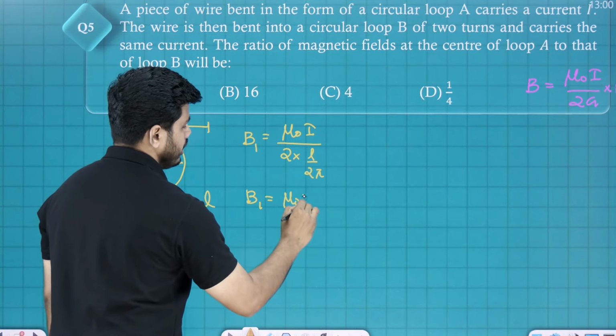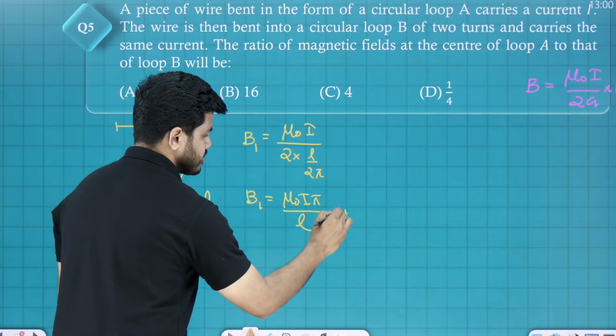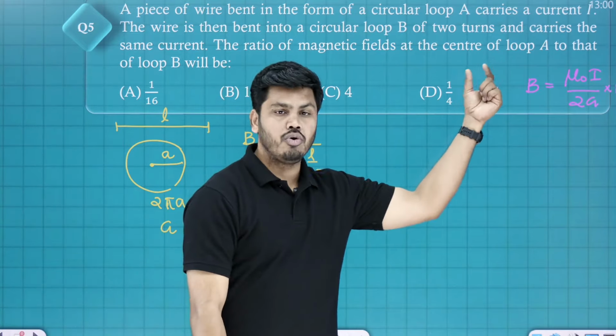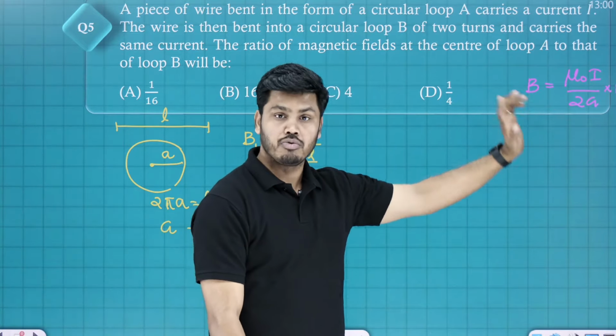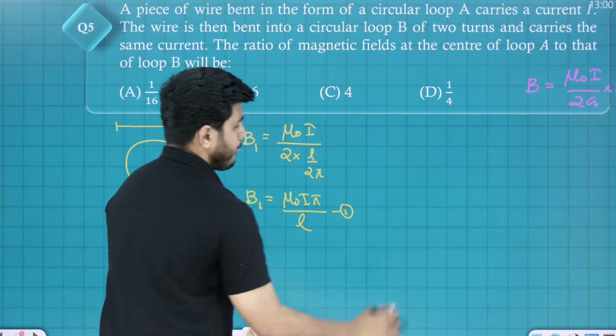Mu naught I into pi divided by L. Okay, this is our first equation. B1 is ready. You're asked to find the ratio of that magnetic field with another magnetic field for the new loop. Let us check what will be the magnetic field of the new loop again.